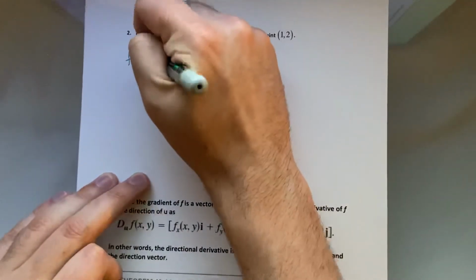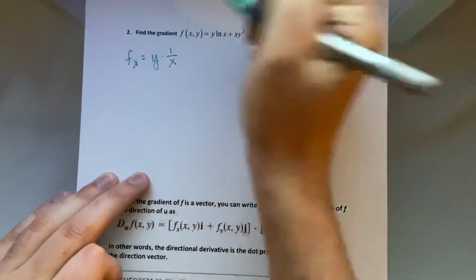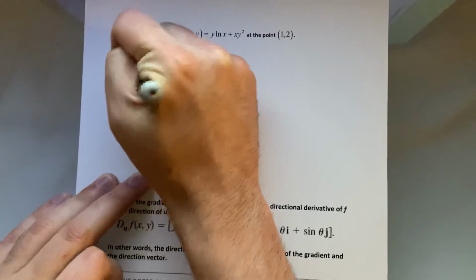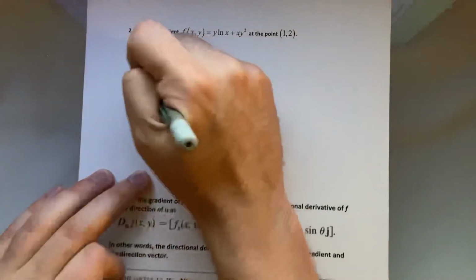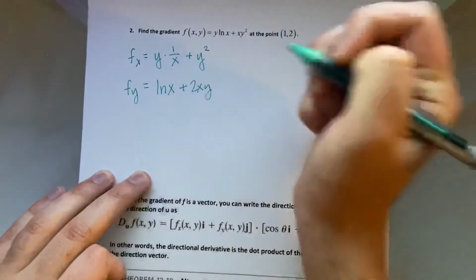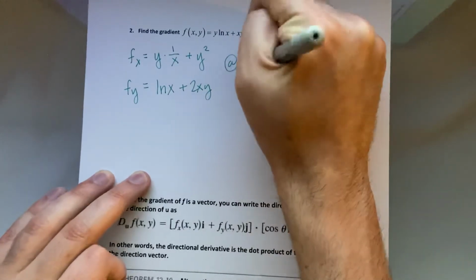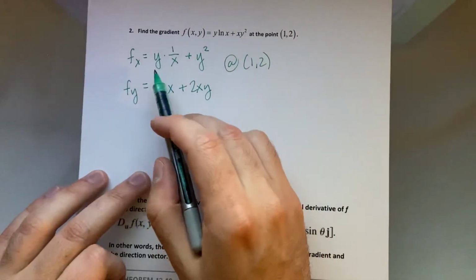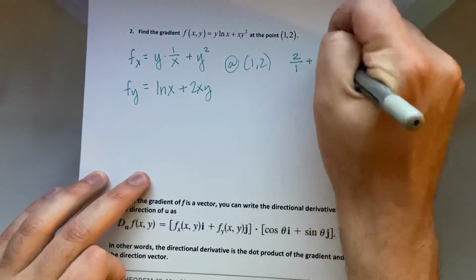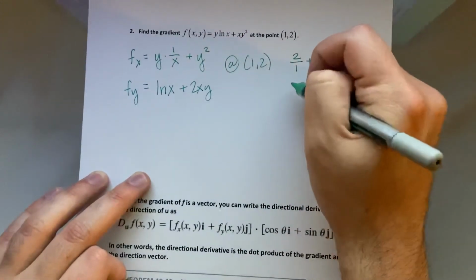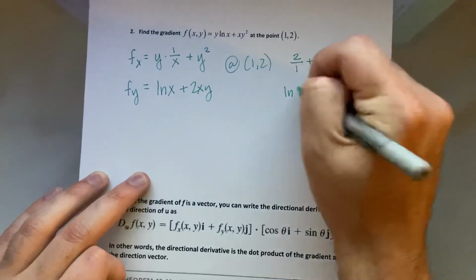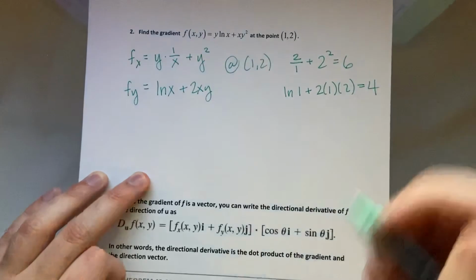Y is a constant. The derivative of ln of x should be 1 over x. The derivative of x y squared should just be y squared. The partial with respect to y is ln of x plus 2xy. Now we're doing it at the point (1, 2). So we've got 2 over 1 plus 2 squared, which is 6. For y, we've got the ln of 1 plus 2 times 1 times 2. That's 0 plus 4. This is 4.